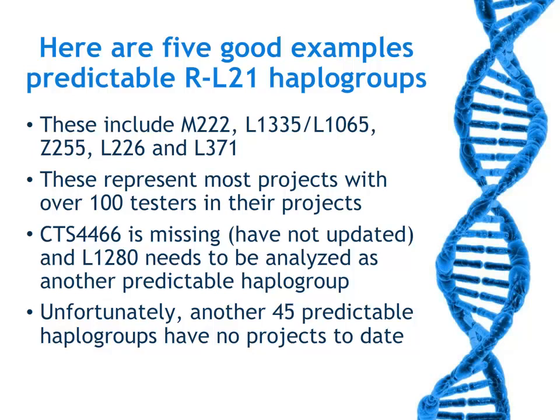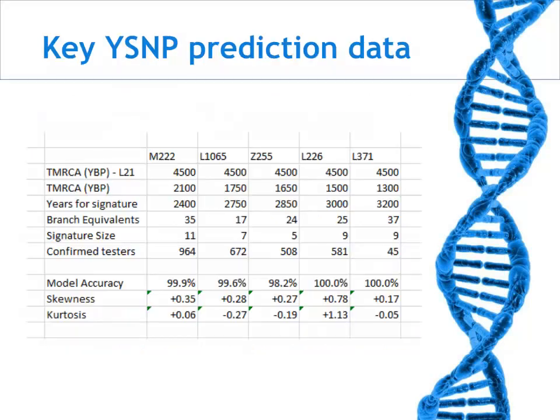Unfortunately, there's another 45 haplogroups I've done that don't have projects, and this is a serious problem, and we need more volunteers to do admins on these predictable haplogroups. Here's a summary of these 5 haplogroups. First of all, they all start with L21, which is 4,500 years ago. So the years to form signatures is quite large. They vary from 2,400 to 3,200 years. That's a long time, so you can get good genetic isolation on that time frame.